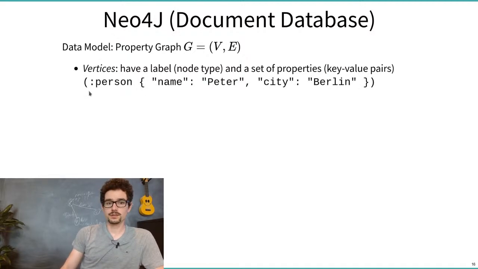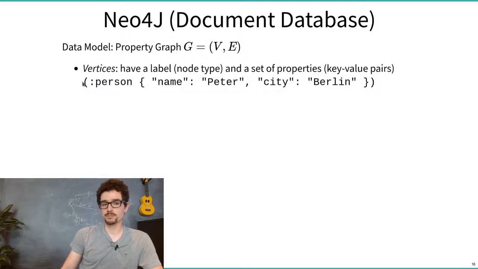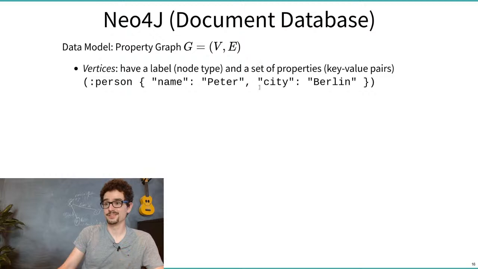Here's an example. A node, I use the syntax that the language Cypher uses. We take a look at this language next week. This node has the label person and a set of properties. Name is Peter, city is Berlin. So it looks like JSON here, but it's very limited. You cannot have sub documents, arrays, and so on here. It's just a set of key value pairs again.